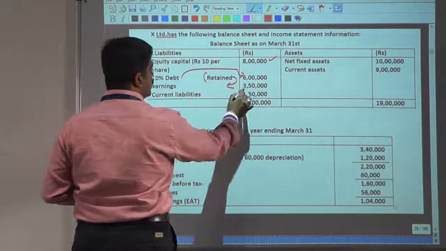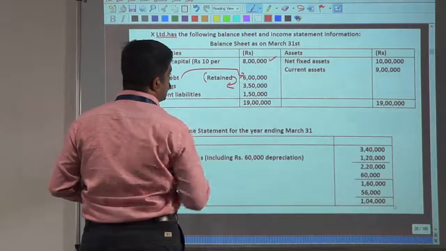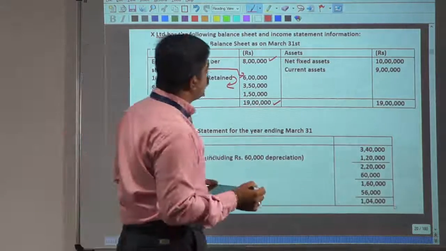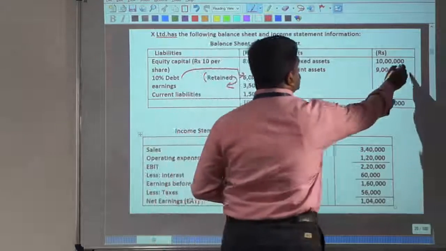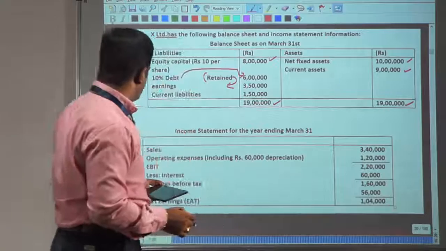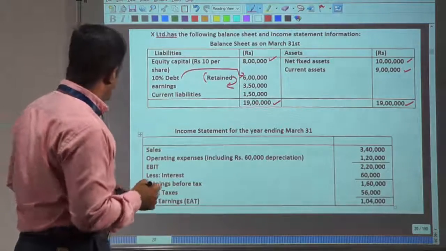Then comes retained earnings 3 lakh 50, current liabilities 1 lakh 50, and the total is 19 lakh. You have two types of assets, net fixed assets 10 lakh and current assets 9 lakh, so the total is 19 lakh. Then here is your income statement.